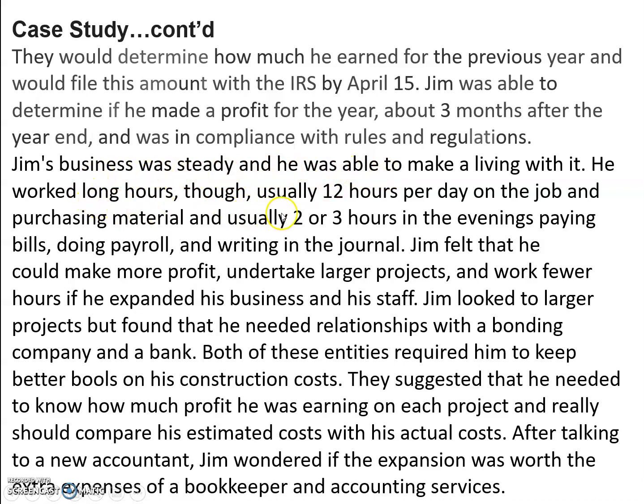He worked long hours, though, usually 12 hours per day on the job and purchasing material, and usually 2 to 3 hours in the evening paying bills, doing payroll, and writing in the journal. Jim felt that he could make more profit, undertake larger projects, and work fewer hours if he expanded his business and his staff. Jim looked to larger projects but found that he needed relationships with a bonding company and a bank. Both of these entities required him to keep better books for his construction costs.